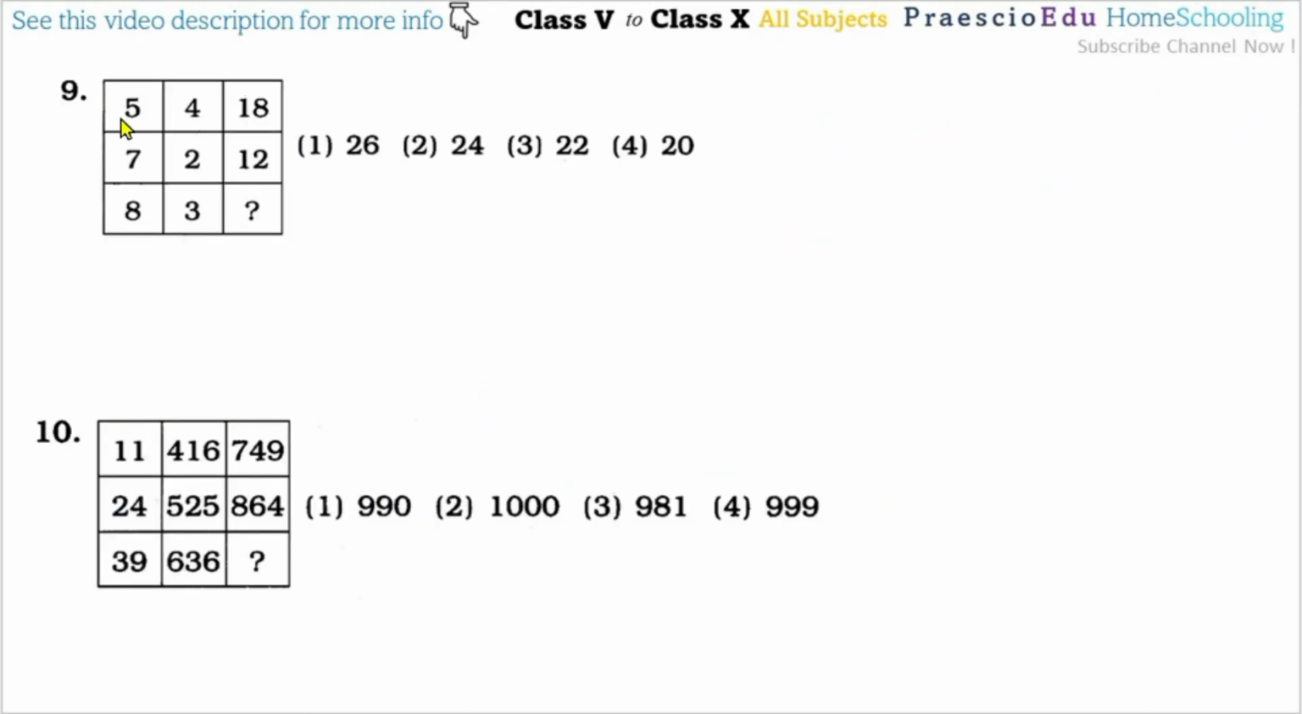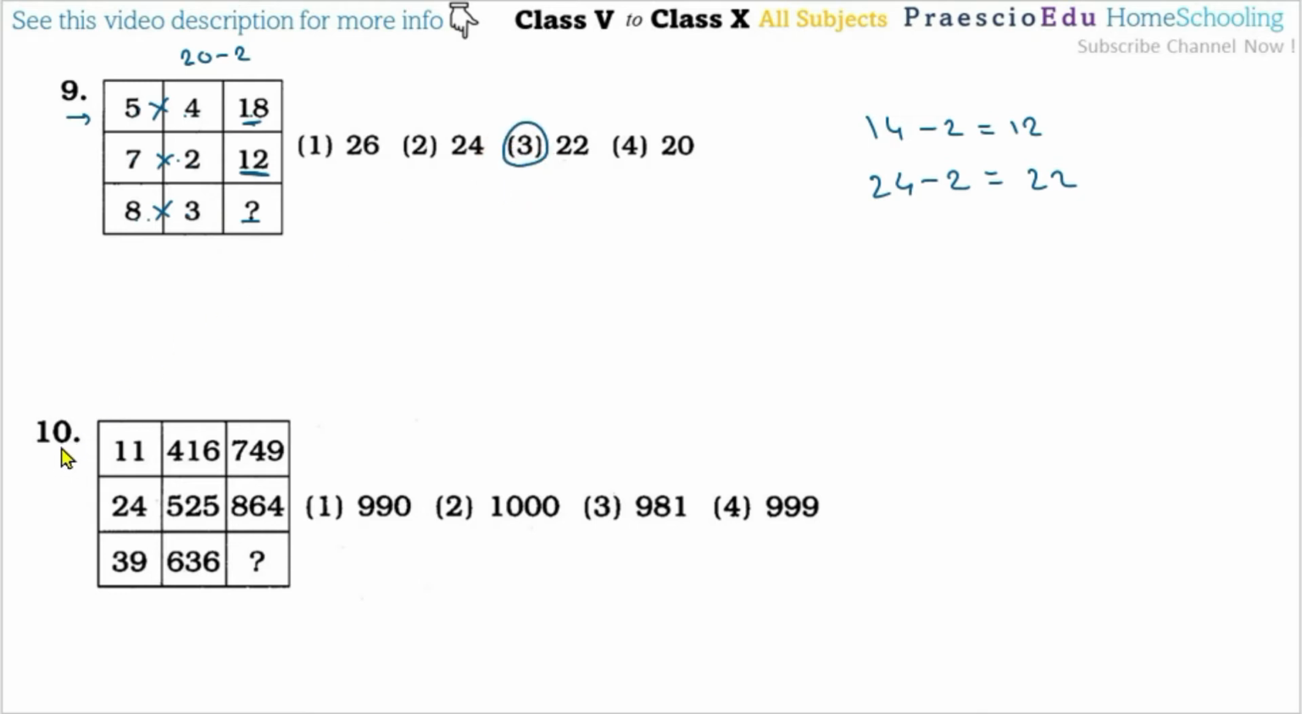So question number 9. In a row 5, 4 and 18. So if you multiply 5 and 4, means making the product of this one, we are getting the 20, and from this 20 if we subtract the 2 we are getting this 18. Likewise 7 multiplied by 2, that is a 14. 14 minus 2, so 12 will come, and which is present here. So same rule we have to apply here. So 8 multiplied by 3, that is a 24, and then minus 2, so 22. This 22 should be replaced to the question mark. So 22 is given in option number 3.